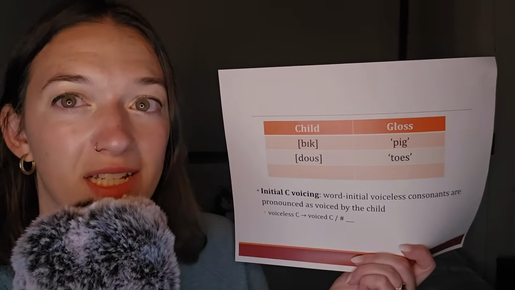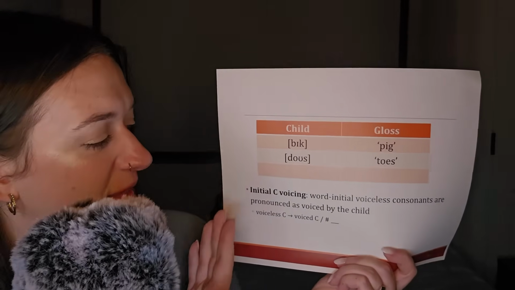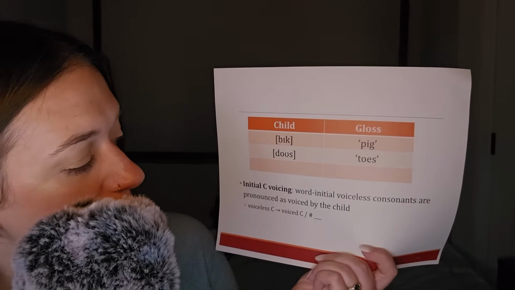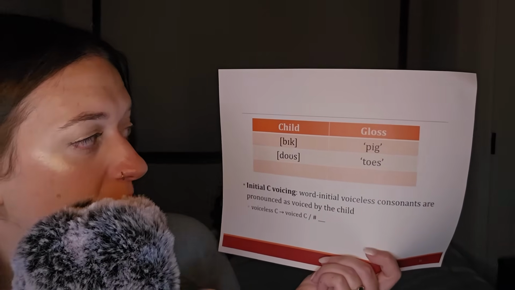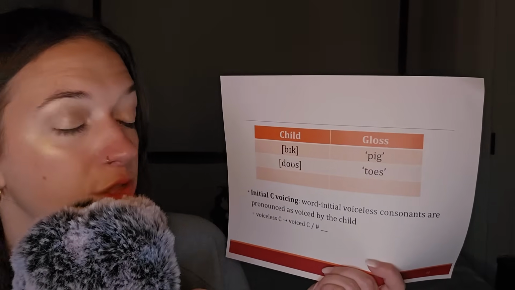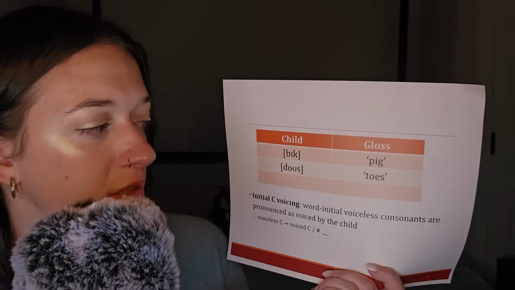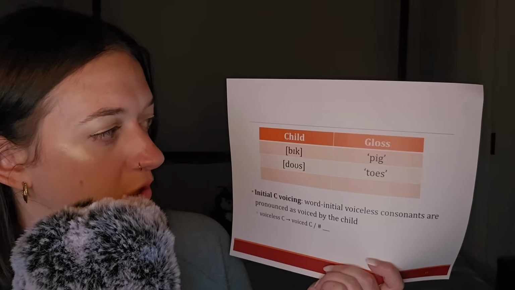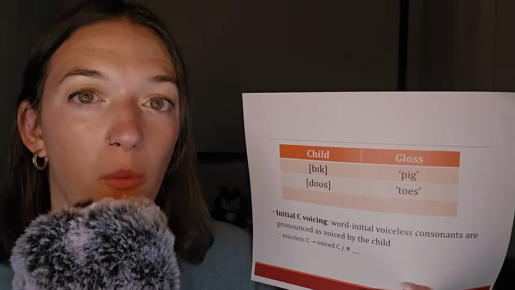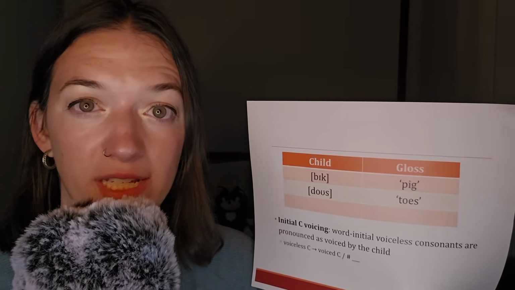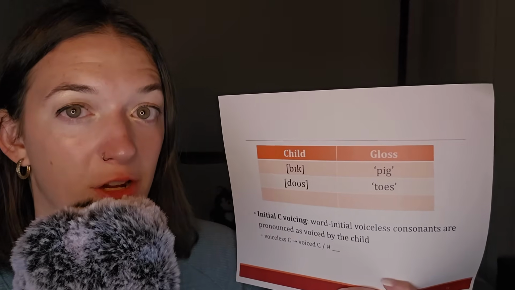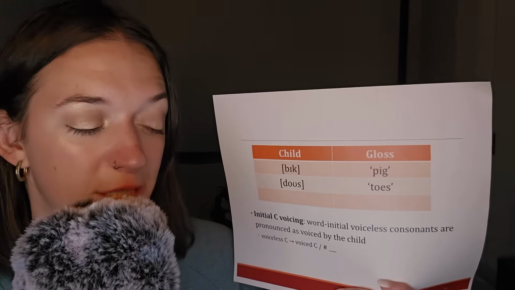We also see what is essentially the opposite, and that is initial consonant voicing. So word-initial voiceless consonants are pronounced as voiced by the child. So pig is pronounced as big and toes as does. So this is kind of the opposite of word-final devoicing. So consonants are voiced at the beginning of words. And this is another common phonological pattern we see in children's speech.